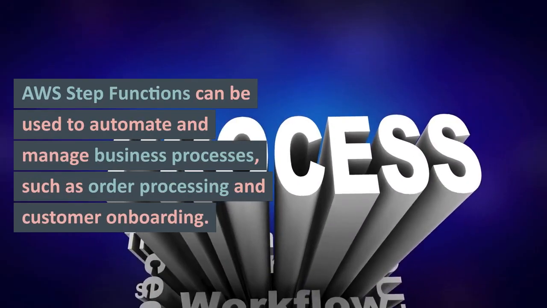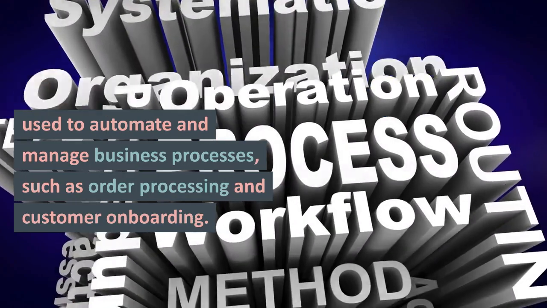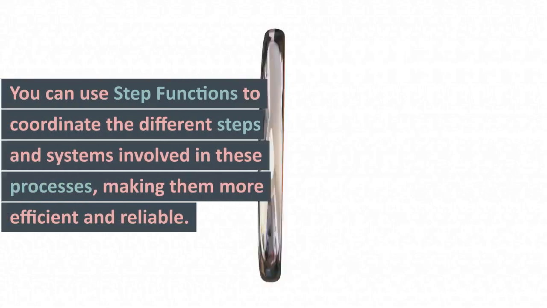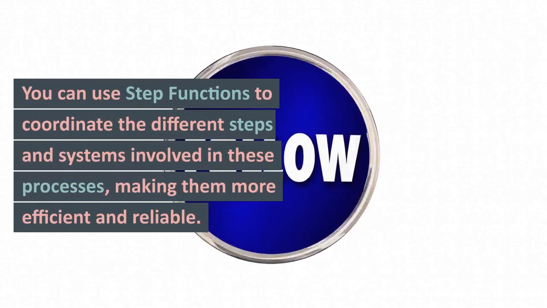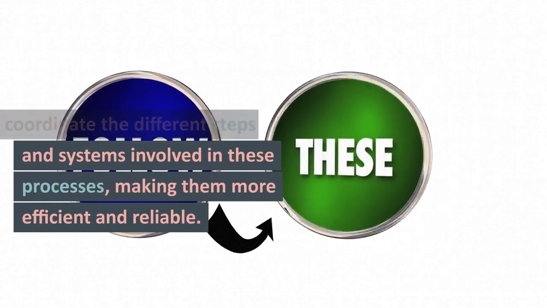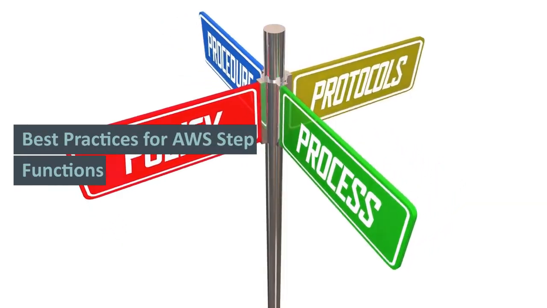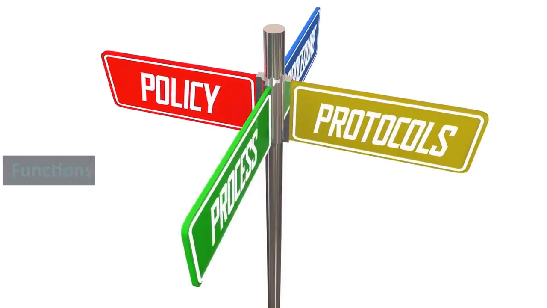Business processes. AWS Step Functions can be used to automate and manage business processes, such as order processing and customer onboarding. You can use Step Functions to coordinate the different steps and systems involved in these processes, making them more efficient and reliable. Best practices for AWS Step Functions.